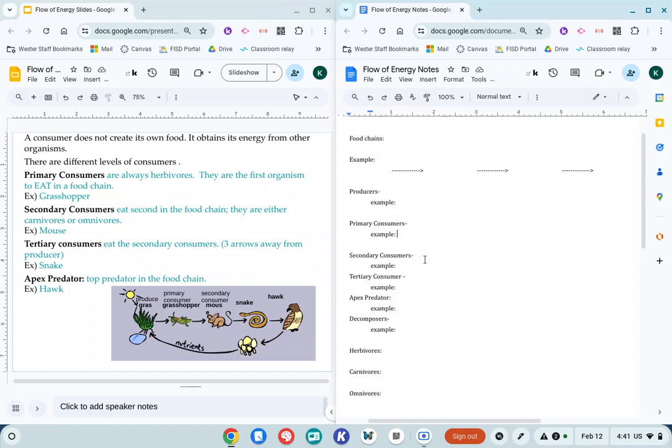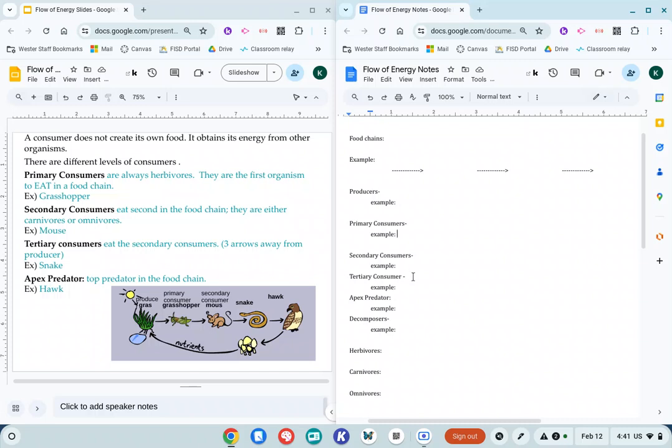And then the secondary consumers, they are the second eaters in the food chain. So if we're looking at a food chain, we find the producer, we go 1, 2 arrows away, and that is our secondary consumer. Obviously, if you're in second place, you are number 2. These guys can either be carnivores or omnivores. It really depends on the food chain that you're looking at. And then in this case, we have an example, the mouse right here. So you can write that for your example too.